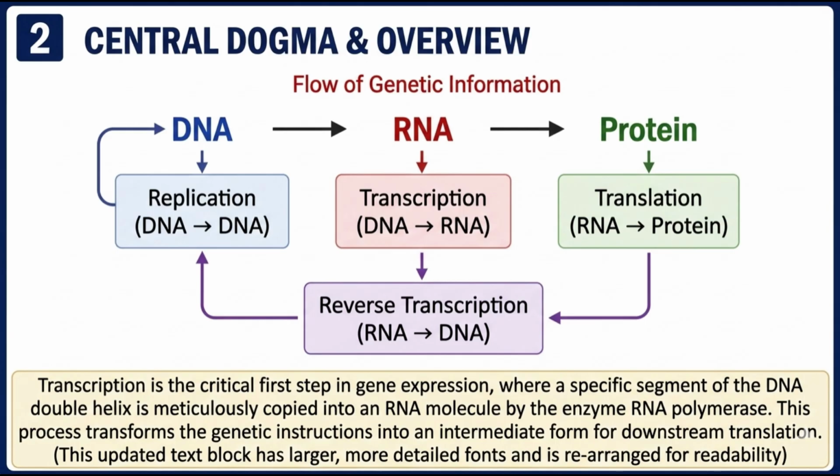Central dogma and overview. The flow of genetic information in biological systems is explained by the central dogma proposed by Francis Crick. According to the central dogma, DNA is transcribed into RNA, and RNA is translated into proteins. Thus, genetic information generally flows in the direction DNA to RNA to protein.